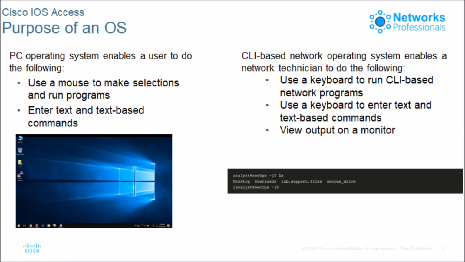Purpose of an OS. Network operating systems are similar to PC operating systems. Through a GUI, a PC operating system enables a user to do the following: use a mouse to make selections and run programs, enter text and text-based commands, and view output on a monitor. A CLI-based network operating system, such as Cisco IOS on a switch or router, enables a network technician to do the following: use a keyboard to run CLI-based network programs, use a keyboard to enter text and text-based commands, and view output on a monitor.